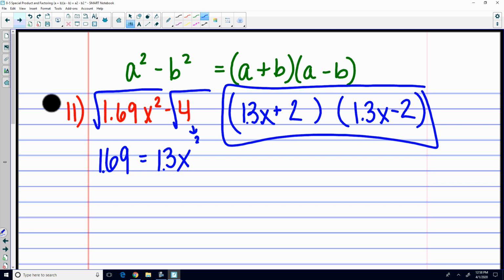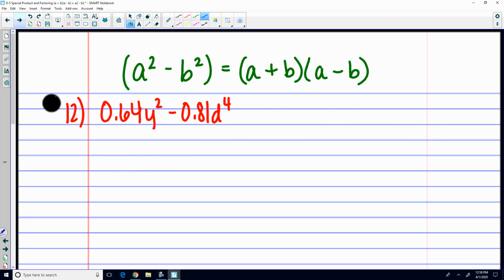Last problem. Decimals again. Drop the decimals for a minute. Is 64 a perfect square? Absolutely. It's 8 times 8. Is 81 a perfect square? Absolutely. It's 9 times 9. So we need to go ahead and find out the actual answer when it's a decimal, but it's going to be some form of 8 and some form of 9. So let's take the square root of each of these. And again, remembering this always has to be subtraction, and it is.